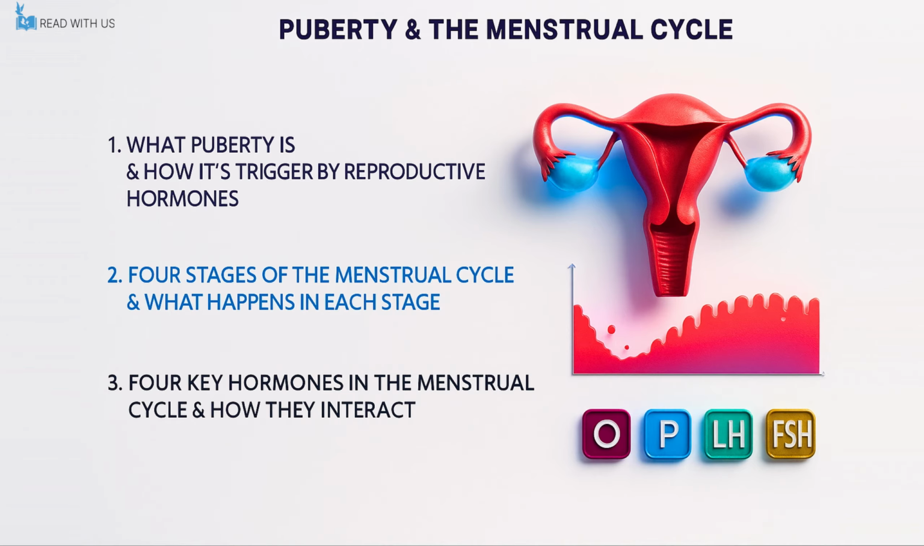In this video, we will be learning about puberty and the menstrual cycle. We will begin by understanding what puberty is and how it is triggered by reproductive hormones. Then we will look at the 4 distinct stages of the menstrual cycle and examine what occurs during each of those stages. Finally, we will discuss the 4 main hormones involved in regulating the menstrual cycle and how these hormones interact with each other in a coordinated system.